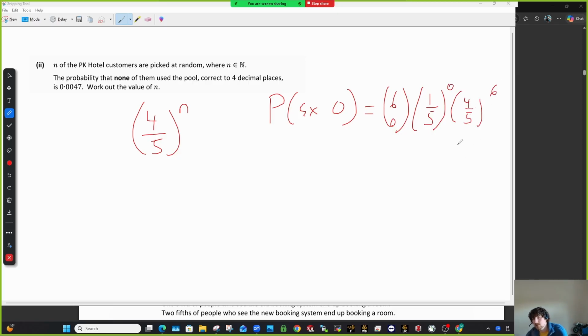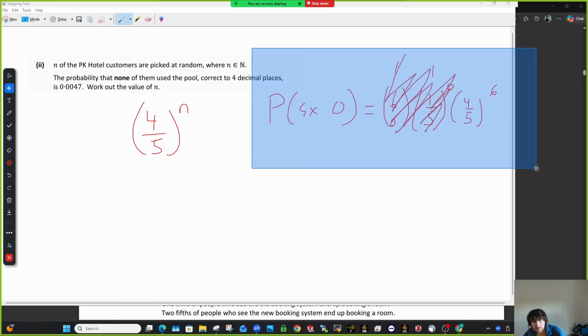Now, why does this just work out as 4/5 to 6? Because 6 choose 0 you should know is 1. Anything to the power of 0 is 1, so this is 1 times 1 times 4/5 to the power of 6. So realistically, these don't come into it, and it's just 4/5 to the 6. And so if you had exactly 0 for n customers, it's 4/5 to the n. So hopefully that makes sense.